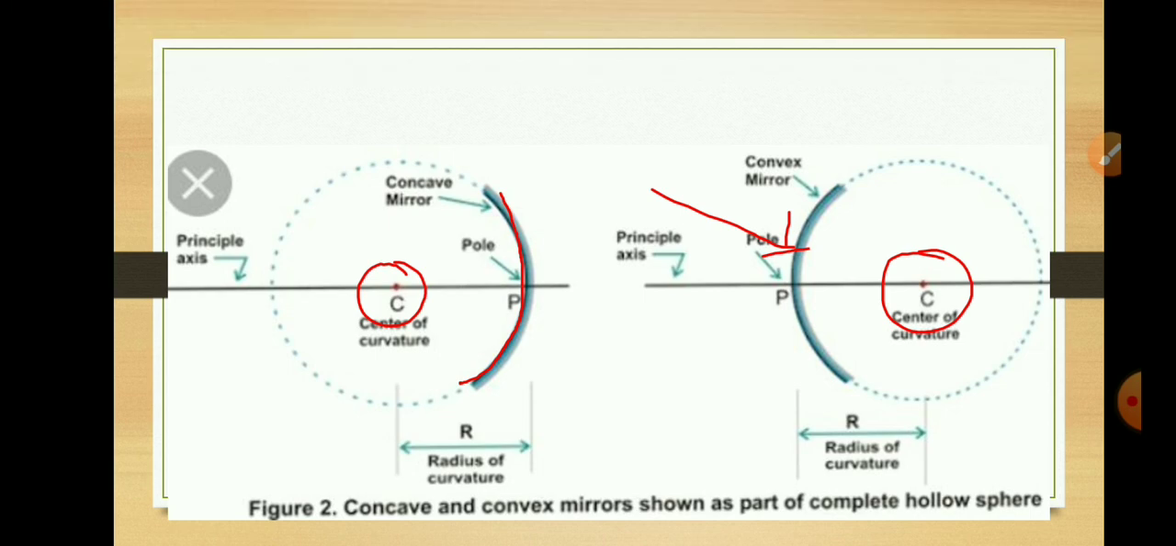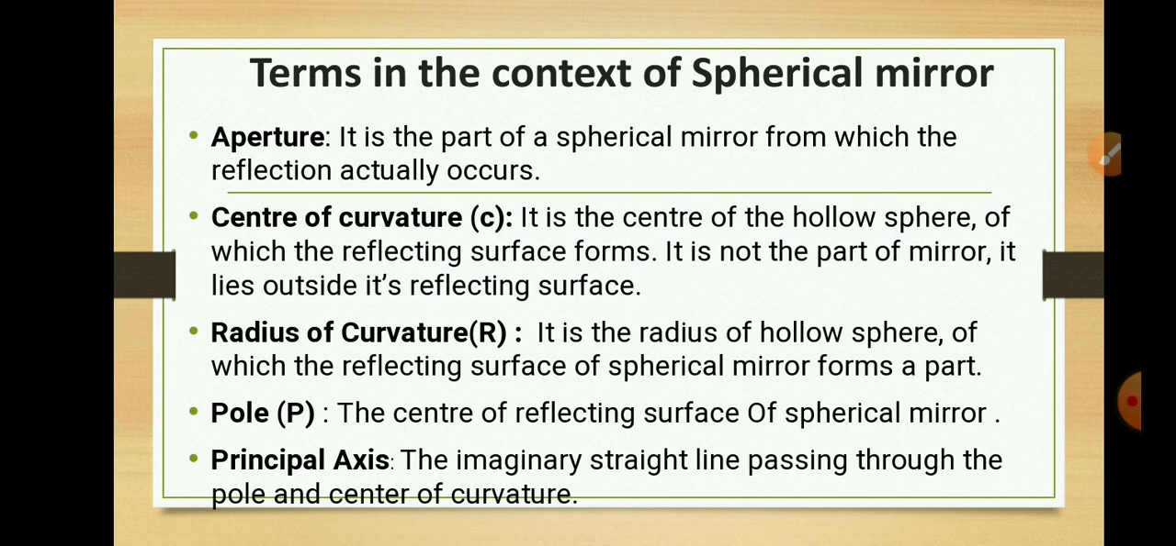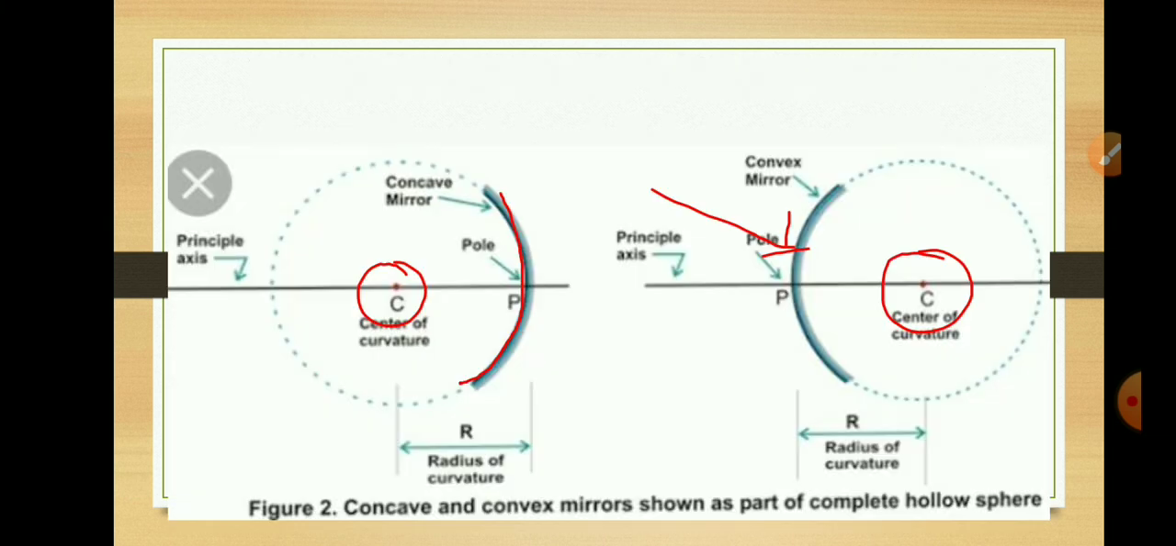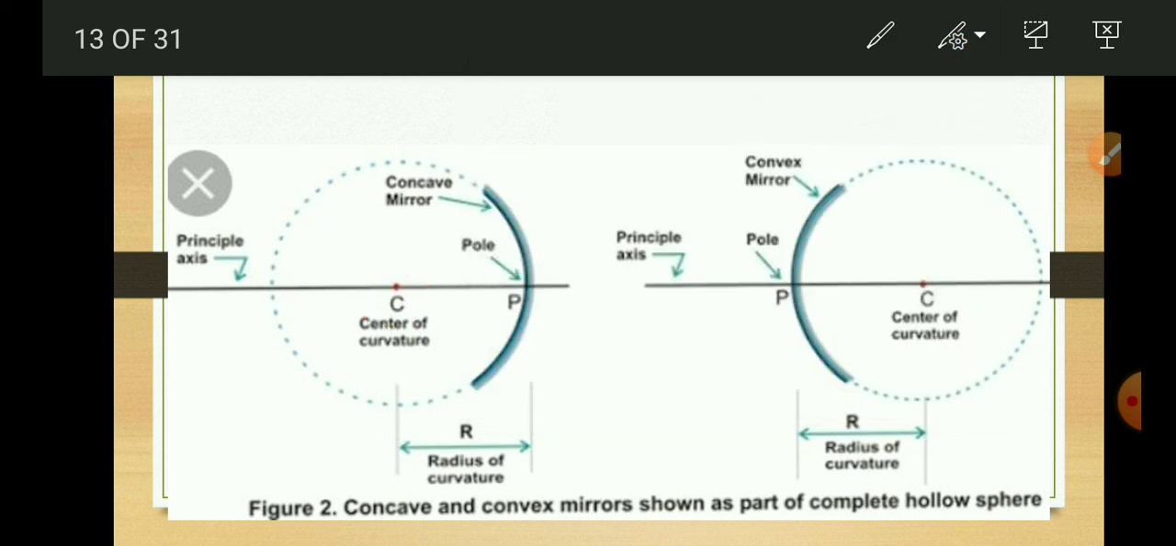Next term is radius of curvature. It is the radius of the hollow sphere of which the reflecting surface of the mirror is formed. It is denoted by capital R. We can see here the radius of curvature. So this is the radius of the hollow sphere, and this is the radius of curvature. Because the radius of curvature is the radius of the hollow sphere, it is denoted by capital letter R.